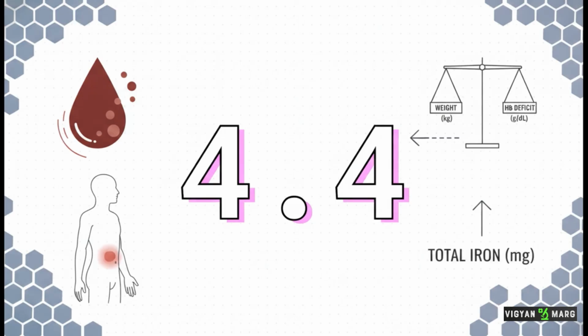Now, the absolute crucial point for dosing is this magic number, 4.4. This is your vital coefficient for calculating the total iron requirement for your patient in milligrams. The formula you want burned into your brain is this: 4.4 multiplied by the patient's body weight in kilograms, multiplied by their hemoglobin deficit in grams per deciliter. It's a beautifully elegant formula because it accounts for the exact amount of iron needed to fully replenish the body's depleted stores.